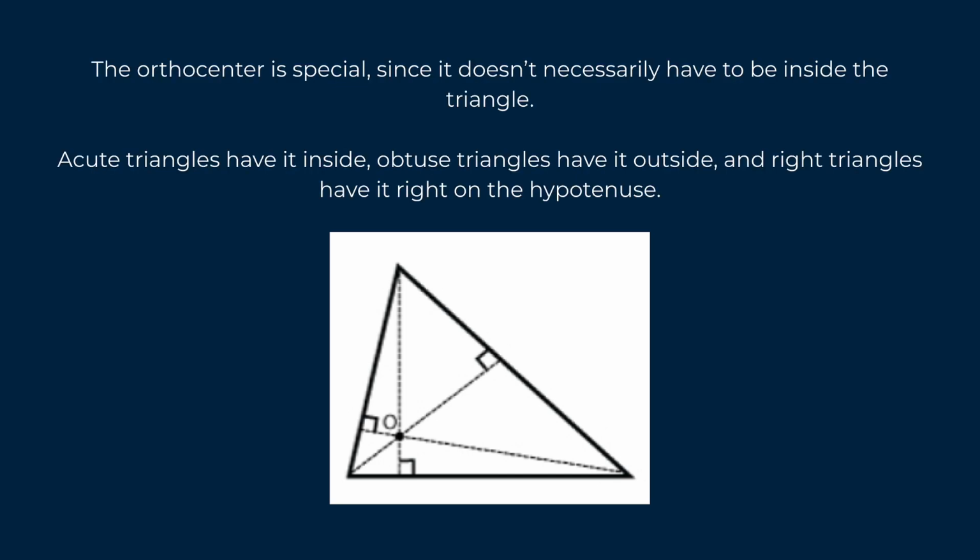The orthocenter is special because it doesn't necessarily have to be inside the triangle. Acute triangles have it inside, obtuse triangles have it outside, and right triangles are special because they have it right on the hypotenuse. Orthocenters are very, very special.